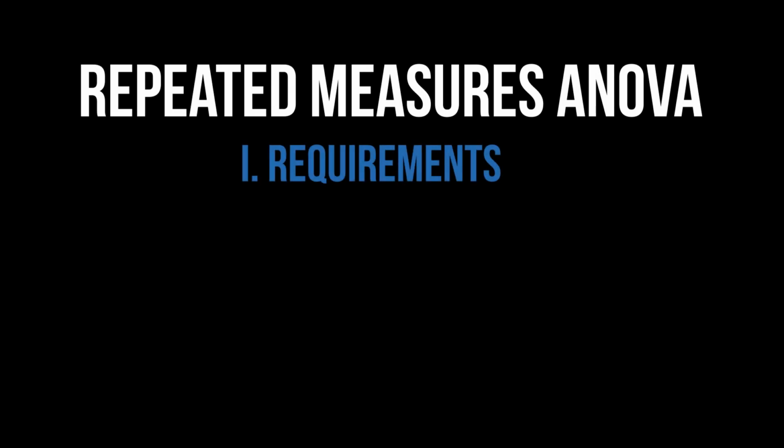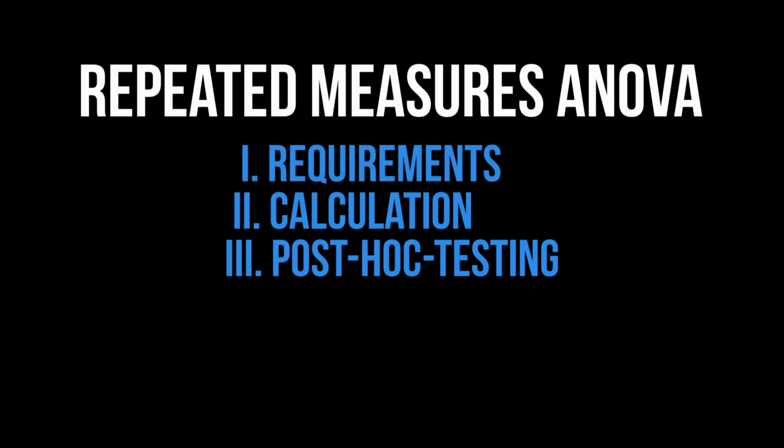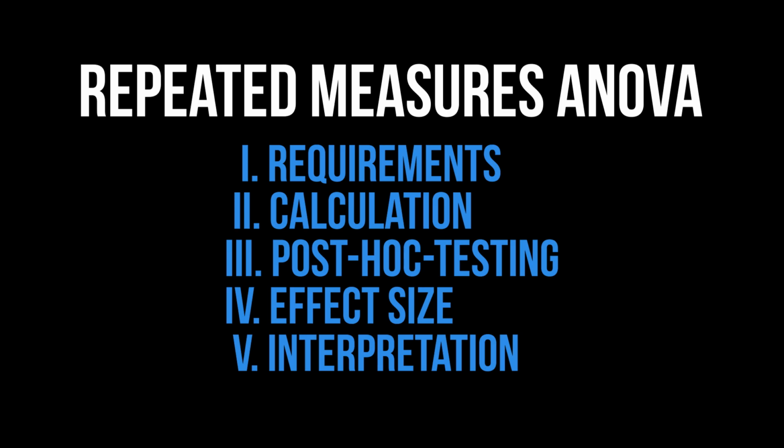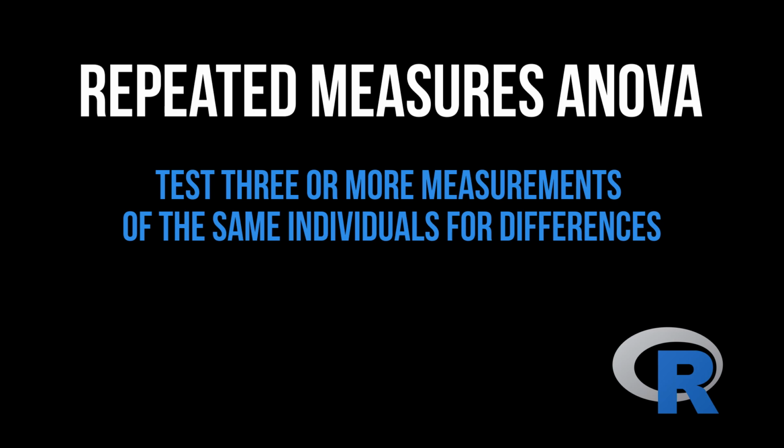This video shows the requirements, the calculation, post-hoc testing, effect size calculation, and interpretation, as well as reporting the results for the repeated measures ANOVA in R. Its purpose is testing the means of the same individuals at 3 or more points in time for differences.